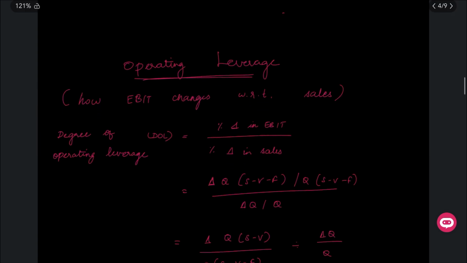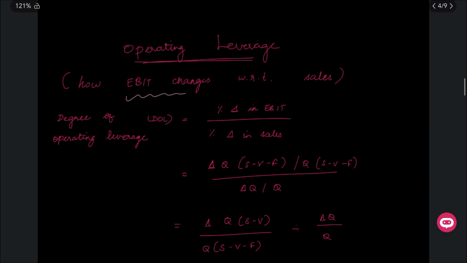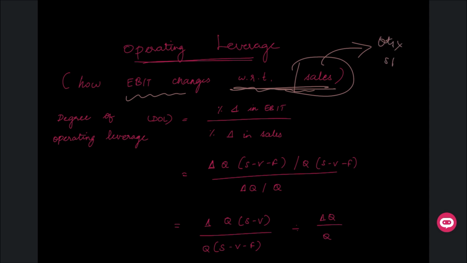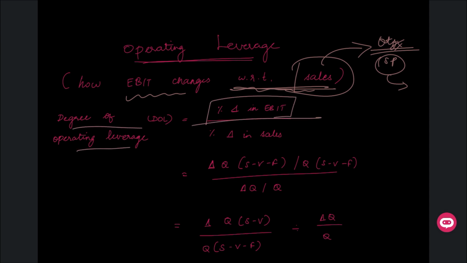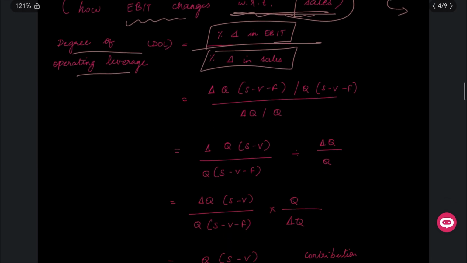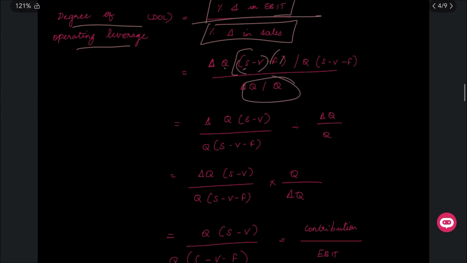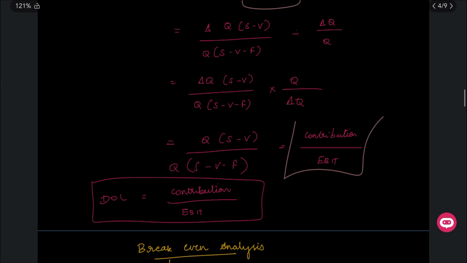Now, coming to operating leverage, that is basically how your EBIT is changing when sales is changing. By sales, what do we mean here? Sales is nothing but quantity into selling price. Selling price is an external factor, so we only take care of quantity changes. Now, degree of operating leverage is calculated by percentage change in EBIT divided by percentage change in sales. Now, what is EBIT? Quantity into (selling price minus variable cost) minus fixed cost. And sales is nothing but the quantity here. Now, simplifying this formula, we get contribution divided by EBIT as our DOL.